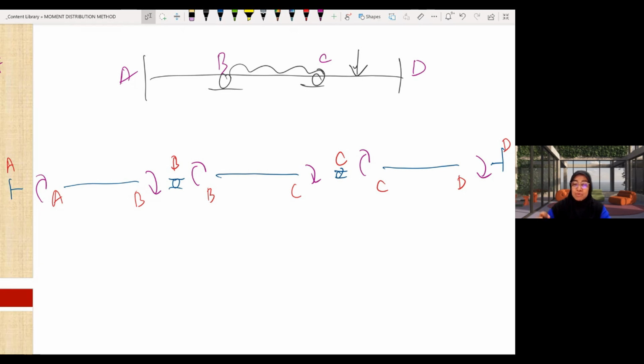Now we want to start calculating the member end moments, all these six. We have to start with the first moment in the table, which comes from external loading, the fixed end moment, because BC has UDL and CD has point load. So it will produce fixed end moment. From the fixed end moment, we will start the distribution. Remember the process to calculate member end moment: we use joint moment times the distribution factor.